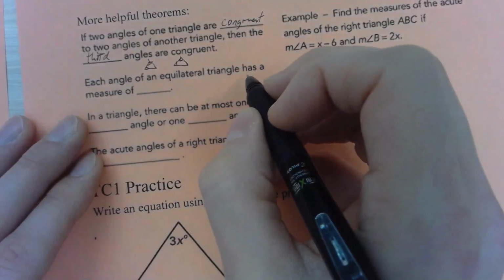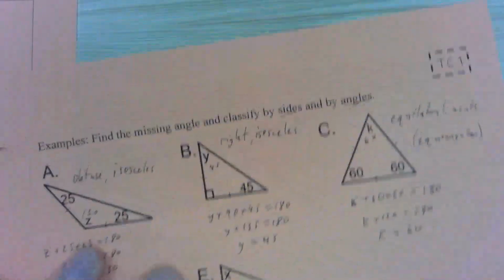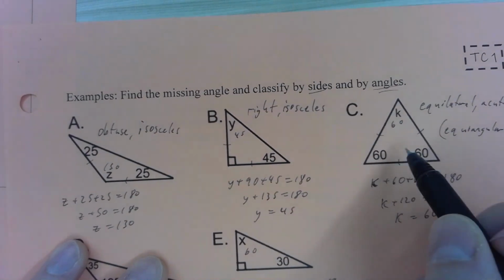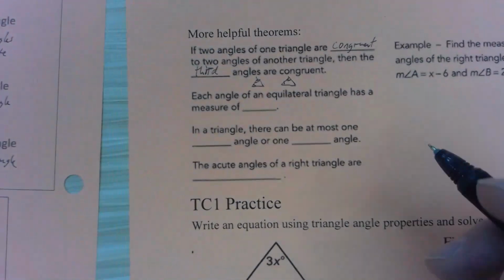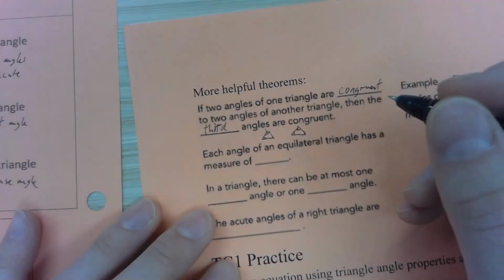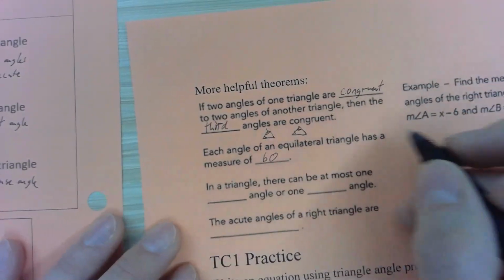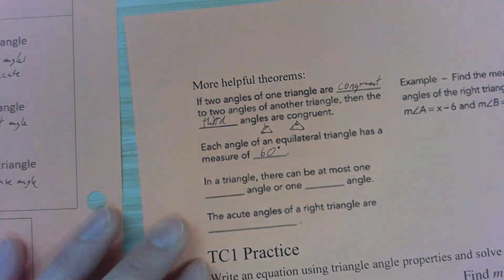Each angle of an equilateral triangle has a measure of, and we can answer that if we look back at our previous page here, 60, 60, and 60. If all three angles are the same size on an equilateral triangle, they all have to be 60. Right? If we have 180 degrees divided into three equal pieces, we get 60. So an equilateral triangle has angles that measure 60 degrees.